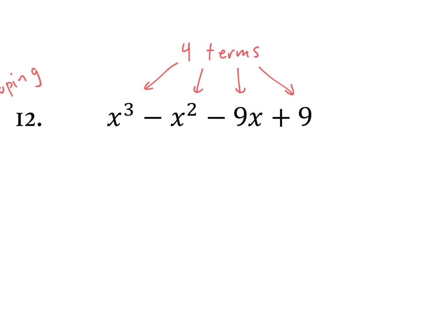Okay, and the way to do grouping, just focus on the first 2 terms, pull out the GCF. So the GCF between x cubed and x squared is x squared. If you pull it out, you're left with x minus 1. Okay, and then you focus on the next 2, these 2.